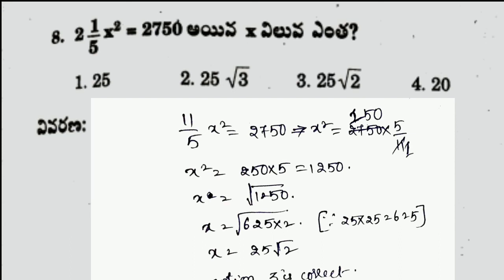Next, x is equal to the square value LHS to RHS, so the square has changed as root value. x is equal to under root of 1250. 1250 we can write as under root of 625 into 2. So 25 25s are 625. So x is equal to 25 into root 2. The correct option is 3.